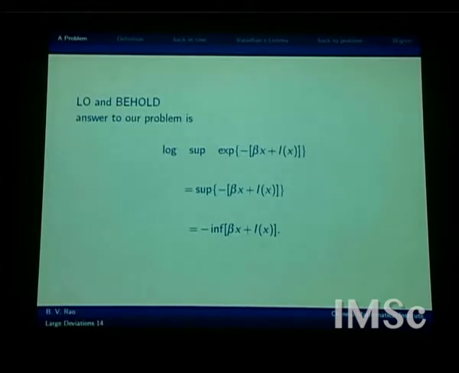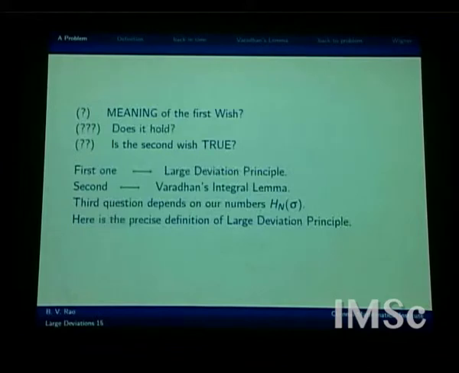So, you will get sup of minus beta x plus I x. And of course, that is minus infimum of beta x plus I x. Okay. That is it. So, we have neither performed any integration, nor have we done anything. The answer to our question is minus infimum of beta x plus I x. Okay. So, the whole question is about the thought process that led to this.